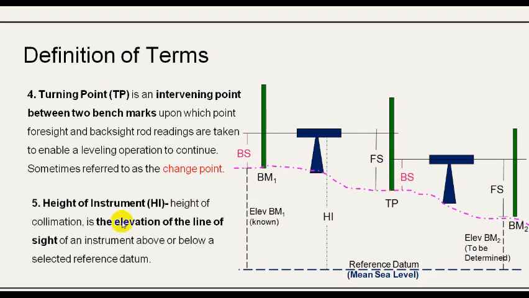And lastly is the height of instrument. Height of instrument or height of collimation is the elevation of the line of sight of the instrument above or below a selected reference point. So, the height of instrument is the elevation of your line of sight from the mean sea level, which is commonly used as the reference datum in surveying, from mean sea level to your line of sight. So, while the backside and foresight are from your ground or terrain to your line of sight, the height of instrument is from the datum to your line of sight.